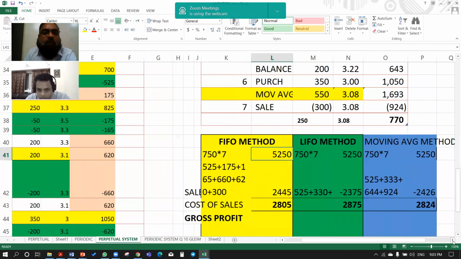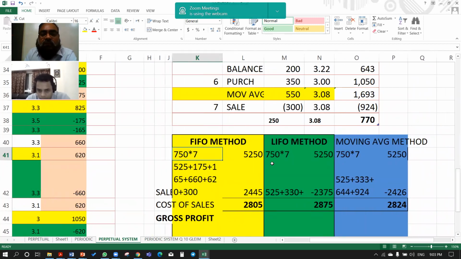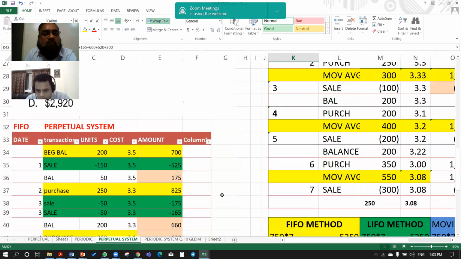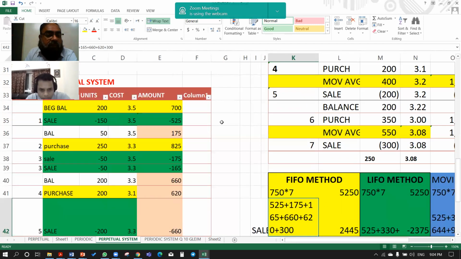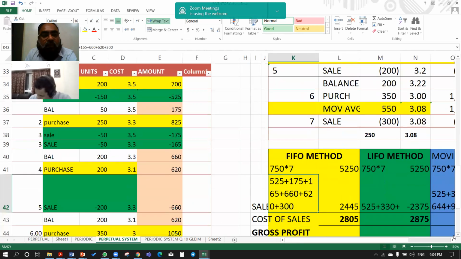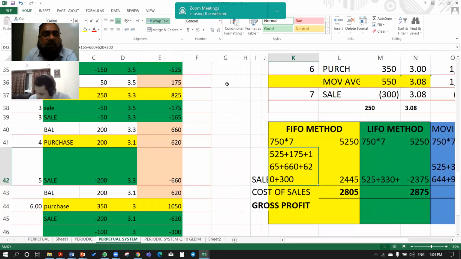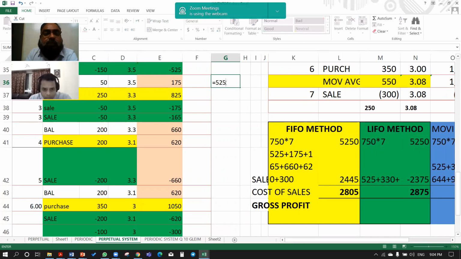By all methods it will be the same. FIFO 750 into 7, LIFO 750 into 7, and moving average the same, right? Agree. Now if I want to record my purchases, what will be the purchase value? Will it be the same as cost of goods sold? Let's say the cost of goods sold value under the FIFO method. If I total here, what will be the cost of goods sold value? The green ones: 525 plus 175.